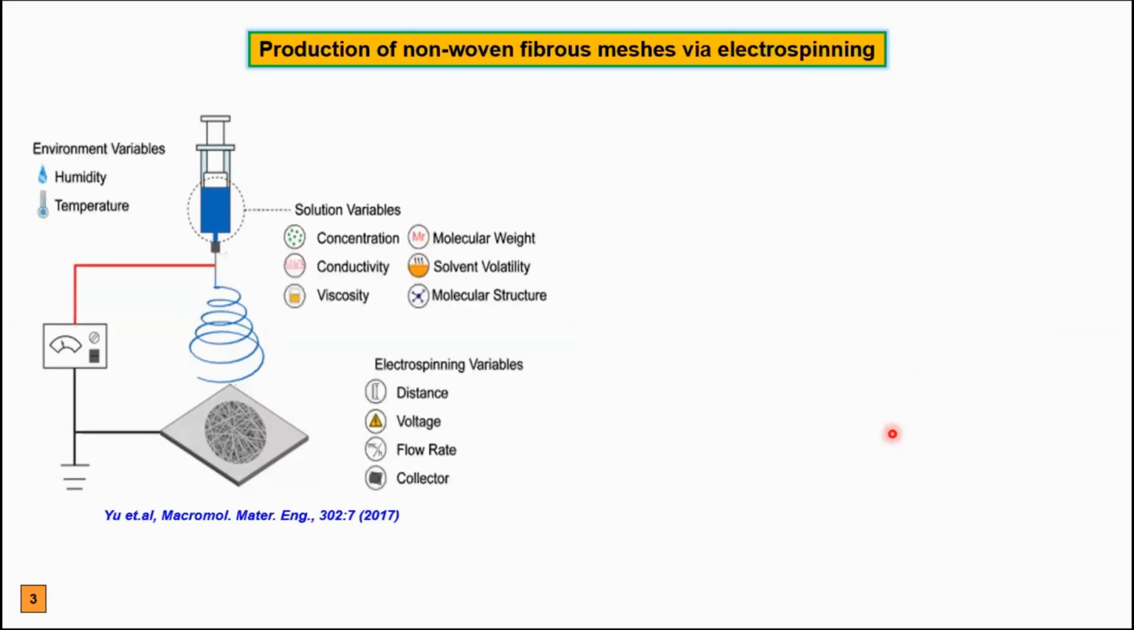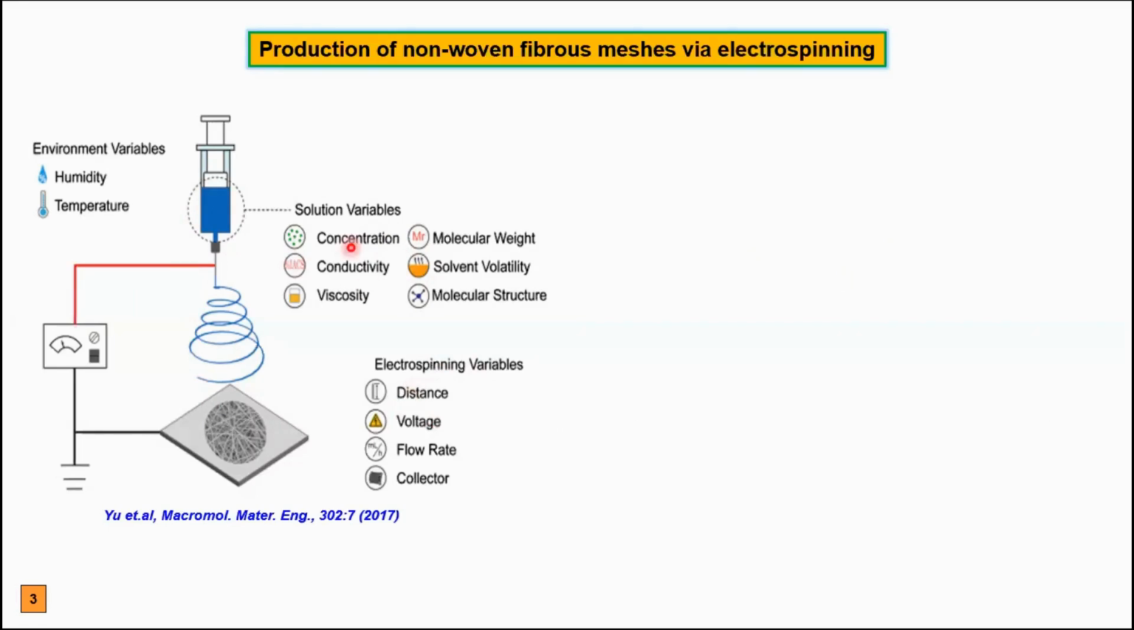Electrospinning is a fairly complex process, and there are several variables involved in controlling the properties of the fibers. Now, why are we interested in controlling the properties of the fibers? Because those properties, such as diameter, porosity, and pore size, have a direct impact on how these meshes are employed in biomedical applications.